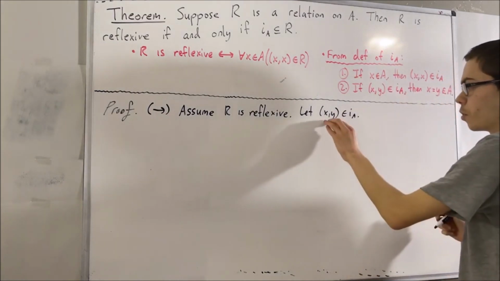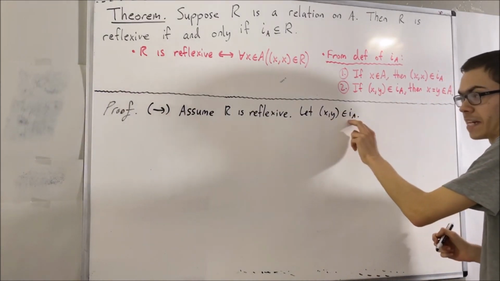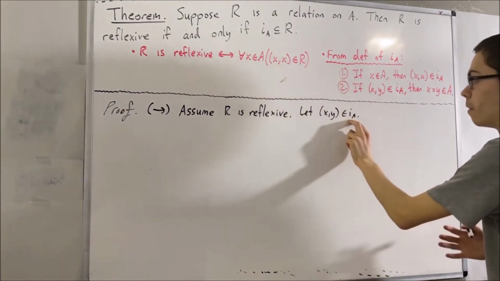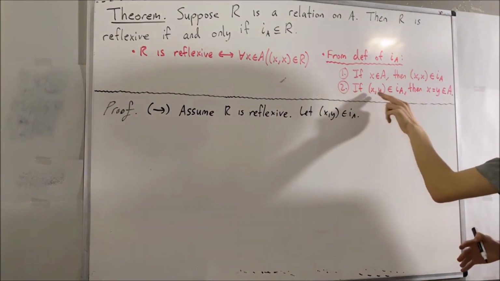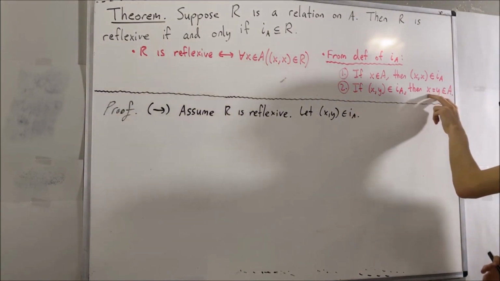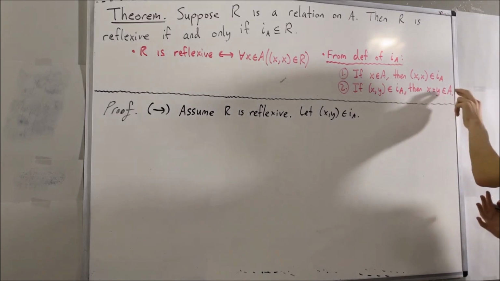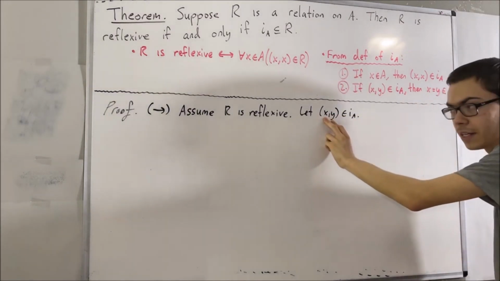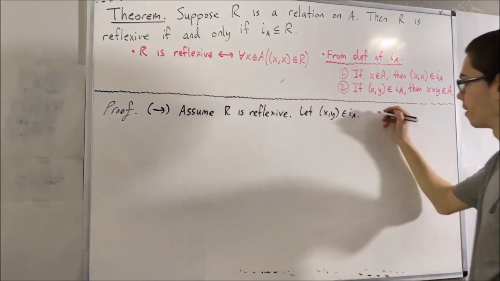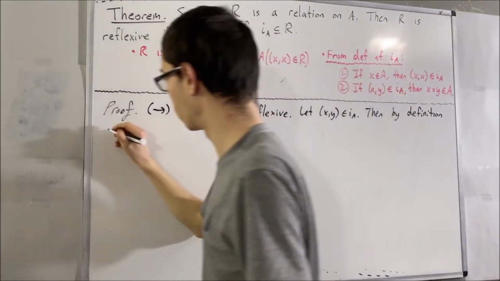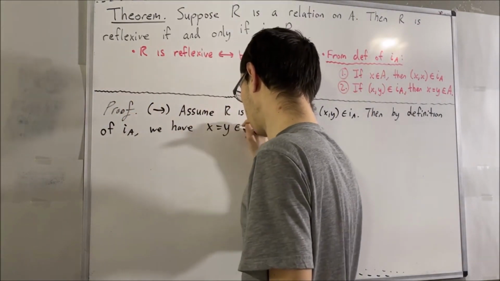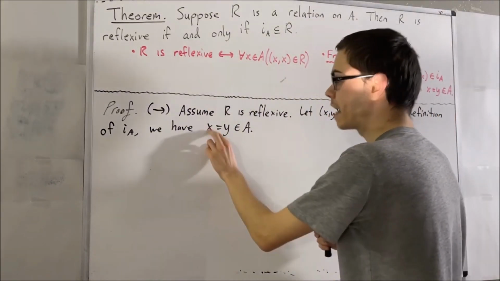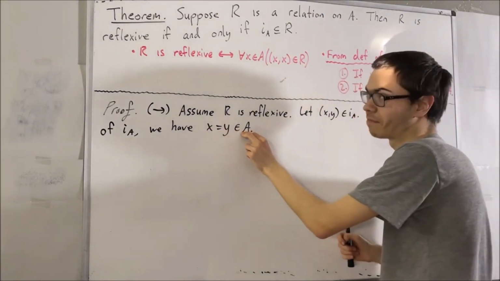What does it mean for an ordered pair to be an element of the identity relation on A? Well, from fact number 2, this means that the two coordinates are equal to each other and they're elements of A. So really we have that x is equal to y and they're elements of A. So now we have that x is an element of A.